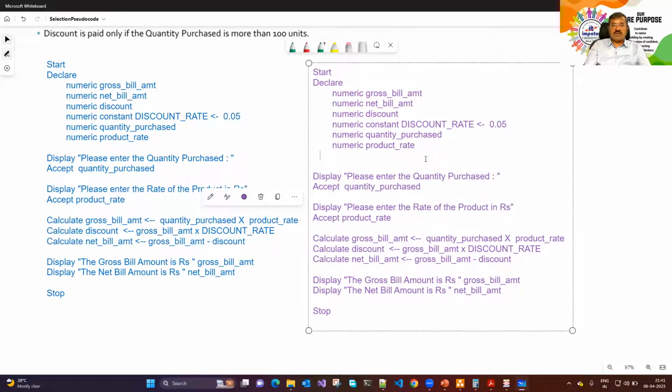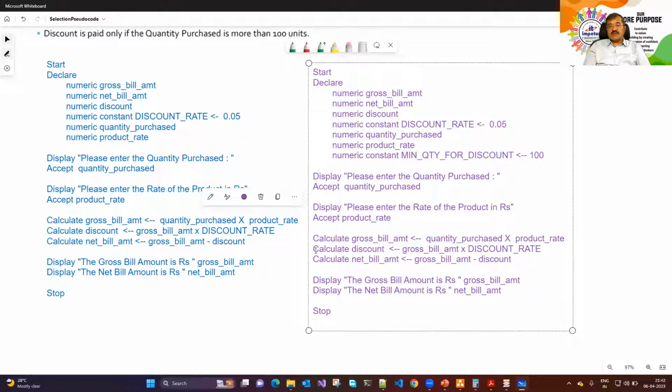So we now have one more constant over here. Constant, I'll say MIN_QTY_FOR_DISCOUNT. Look at min qty for discount. It's meaningful, understandable, and minimum quantity for discount is 100. If you want to get discount, you have to have minimum quantity of 100. So if the minimum quantity is not 100, then you will not get the discount.